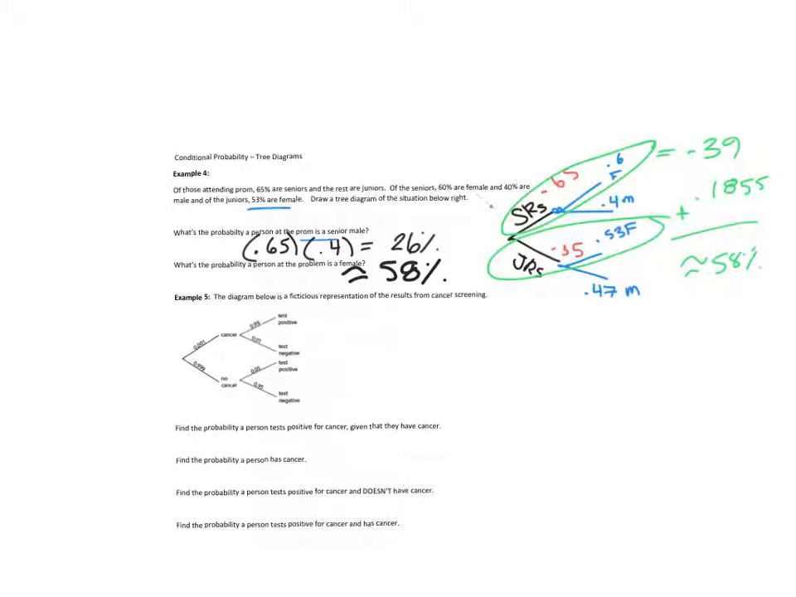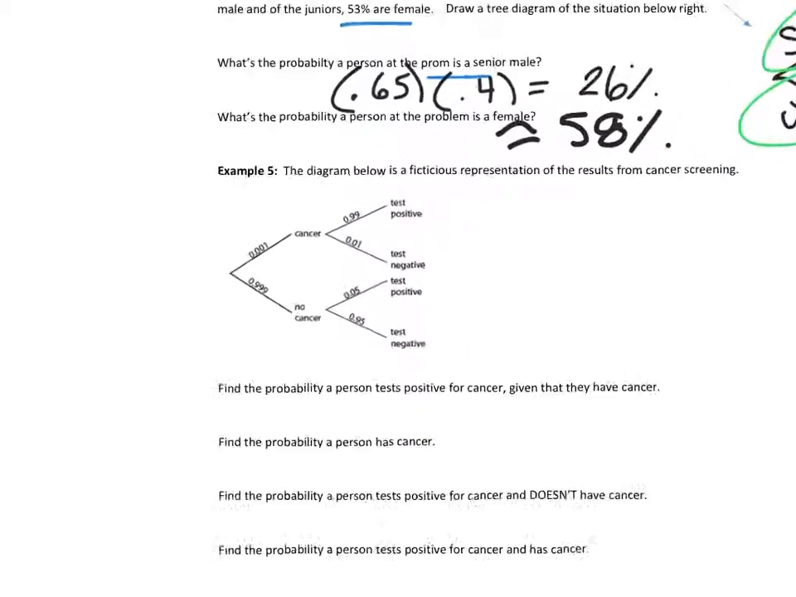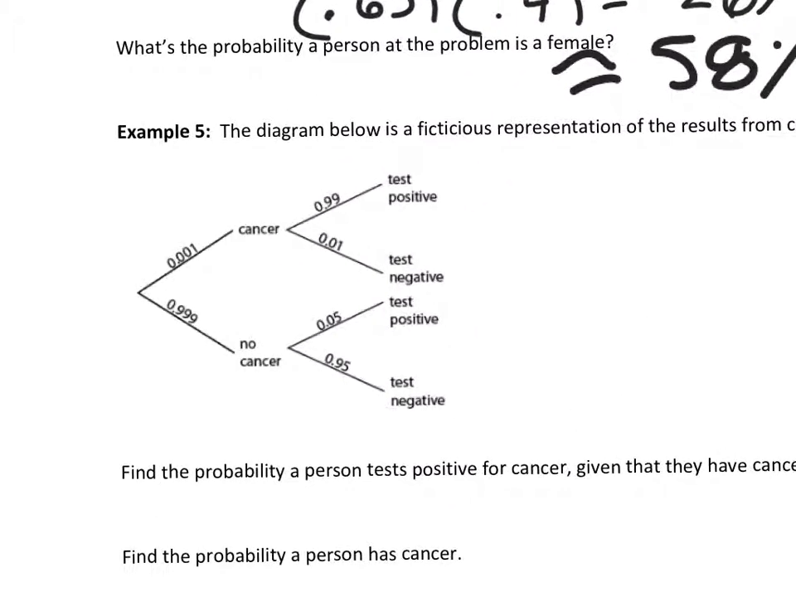So make sure you can draw a tree diagram to represent it. Example 5, we're actually already given a tree diagram, and it's about cancer screening. So I'm going to zoom in and explain a little bit. In this diagram, of the population, 0.001 is the decimal that represents having cancer in this population. So 0.999 of the people do not have cancer. So this is equivalent to 0.1%, by the way, and this is equivalent to 99.9% in this particular population.